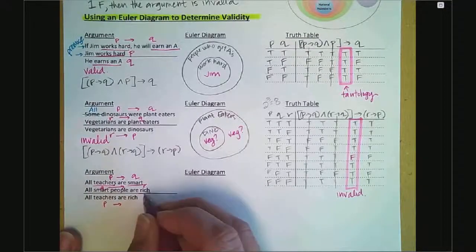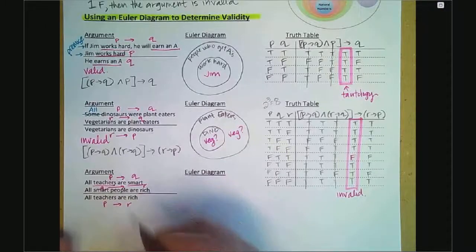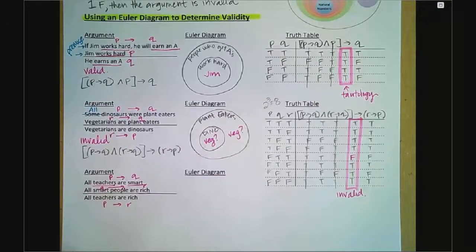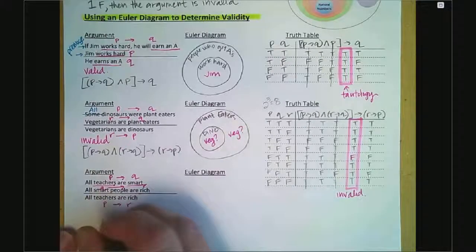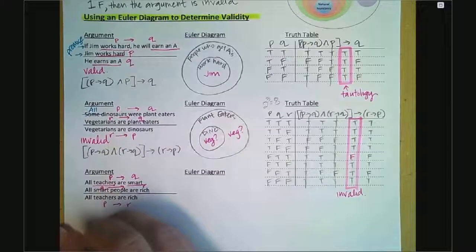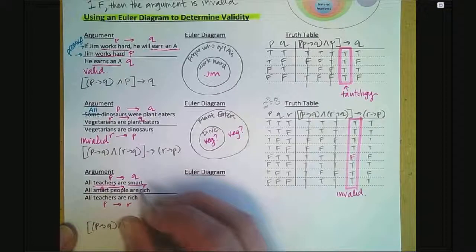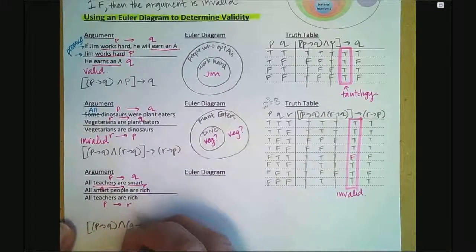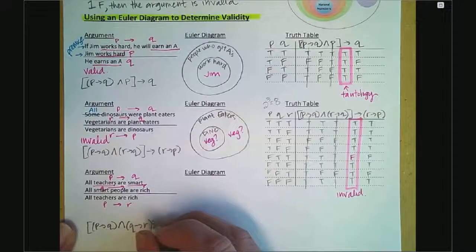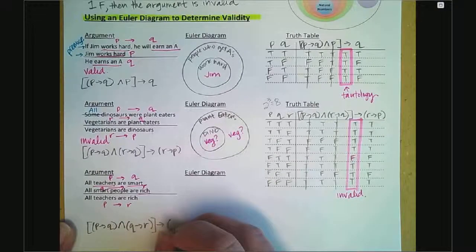And my two premises, we're saying that P implies Q is my first premise, and Q implies R is my second premise. Implies this conclusion that P implies R.